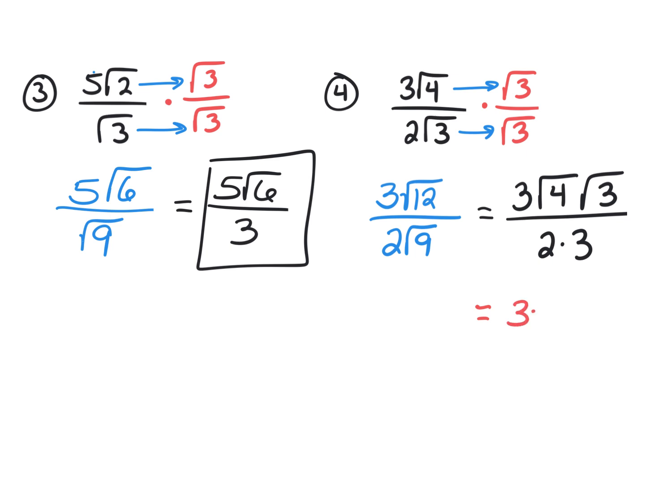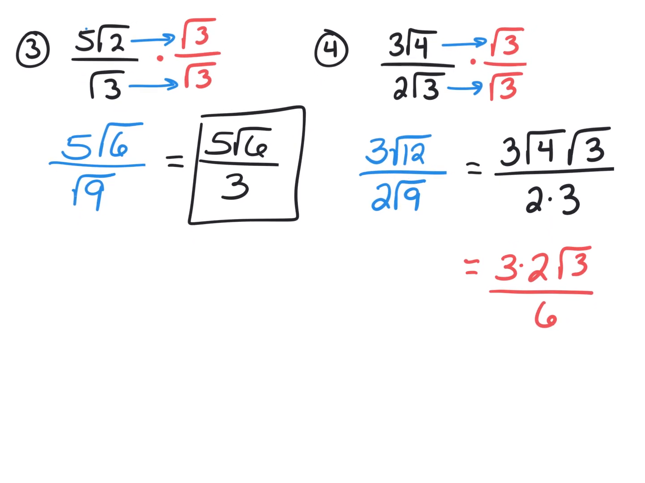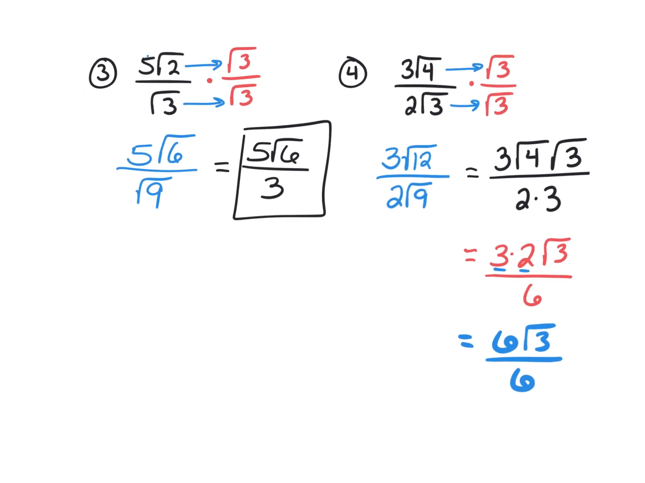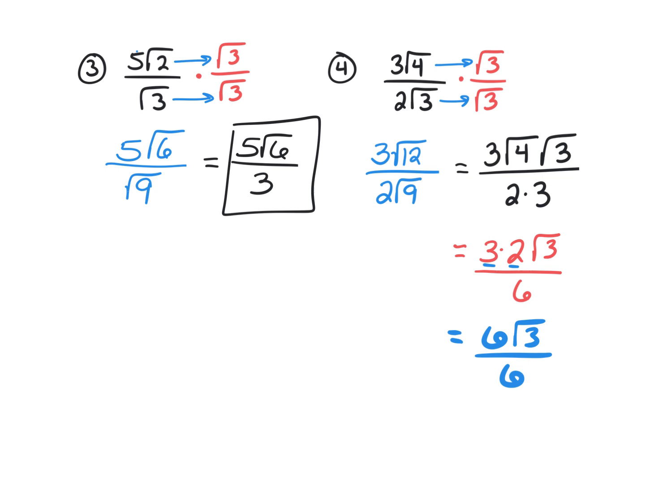On the top, what's the square root of 4? 2. And again, I always keep the radical. On the bottom, I got 2 times 3. 6. What else can I do on the top there? Multiply these 2 whole numbers. So I get 6 square root of 3 over 6. Again, what did I tell you to always check for? The whole numbers here, what happens? They cancel, so I'm left with square root of 3. Done.